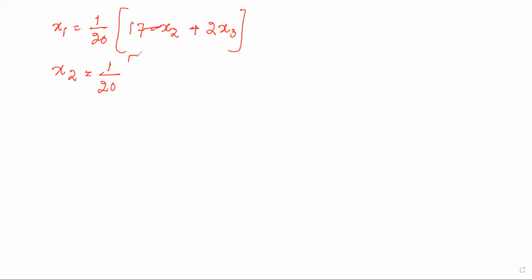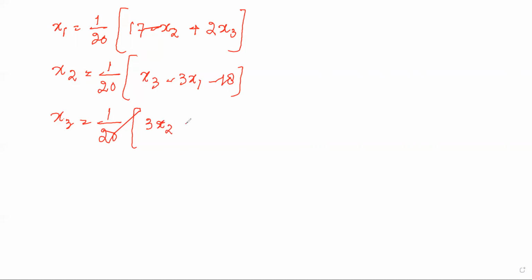And how do we start our iterations? Let me clean this all. I will write now the equations in hand: x1 is equal to 1 by 20 times (17 minus x2 plus 2 times x3), x2 is equal to 1 by 20 times (x3 minus 3 times x1 minus 18), and x3 is equal to 1 by 20 times (3 times x2 plus 25 minus 2 times x1). Okay, this is the value of x1, x2, and x3 as we have previously obtained.